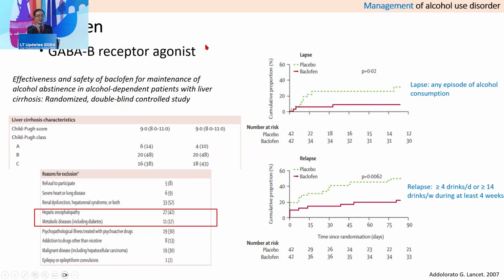Baclofen, a GABA-B receptor agonist, has shown effectiveness in managing alcohol abstinence in patients with liver cirrhosis. A randomized study demonstrated a significant reduction in both alcohol lapses and relapses compared to placebo, making it a promising option for these patients.